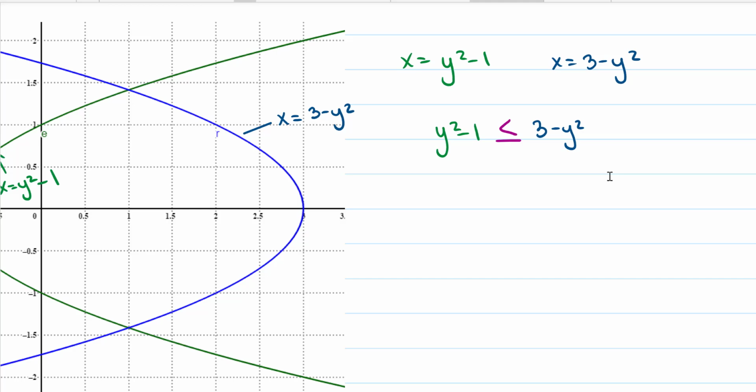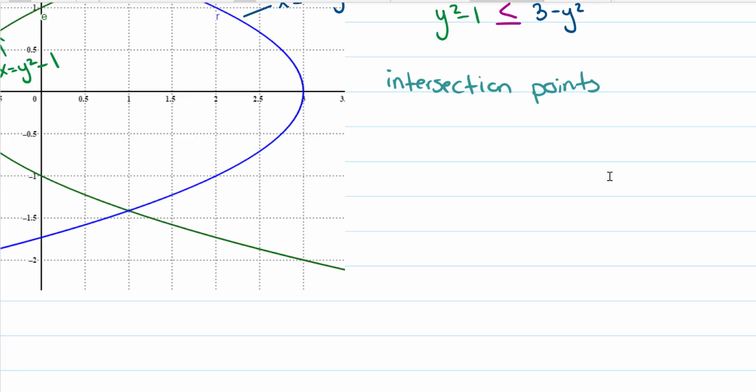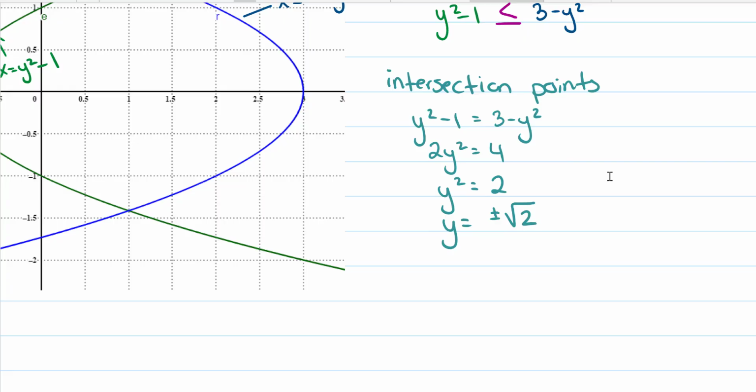So now we need to determine those intersection points. To do that, we set both of them equal to each other. So we get y squared minus 1 is equal to 3 minus y squared. You are also able to do this on your graphing calculator by graphing them and then tracing them out, but let's do it by hand. So we get 2y squared is equal to 4. So y squared is equal to 2. So y is equal to plus or minus the square root of 2.